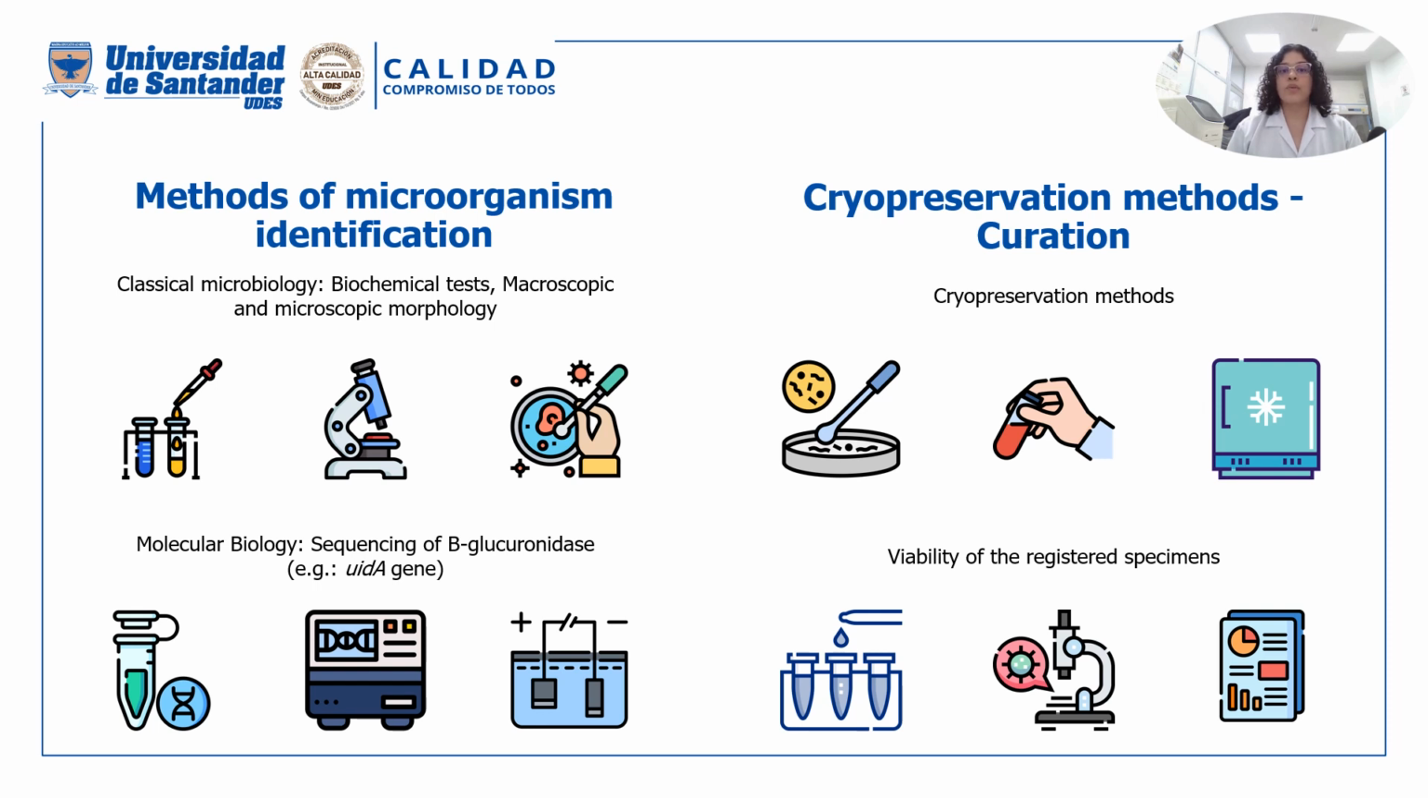The cryopreservation methods are based on the use of 30% glycerol for bacteria and the use of cryopellets for fungi at 80 degrees Kelvin. The viability and purity of the specimens are confirmed using established curation methods. Culturing and biochemical and molecular confirmation help determine the status of each microorganism.